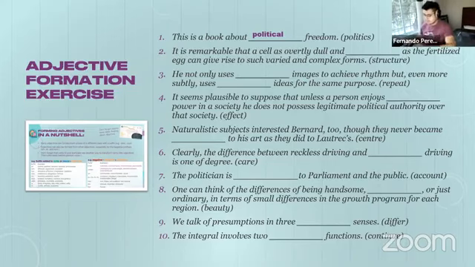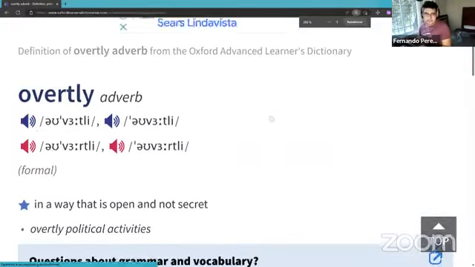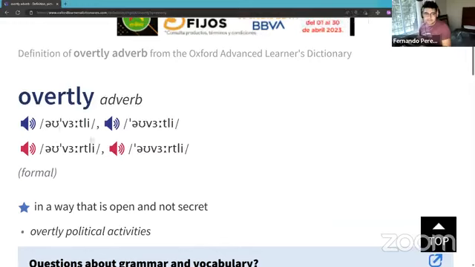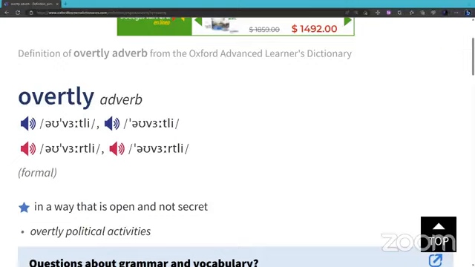Good. Let me check the word overtly because that's pretty new. I don't have the level of the word, but it's going to be considered new vocabulary. Overtly. It's an adverb and it means in a way that is open and not secret. Overtly political activities. Okay. Do you get it? Got it. Good.